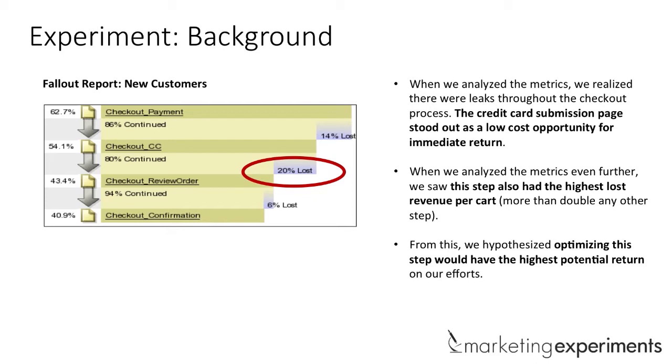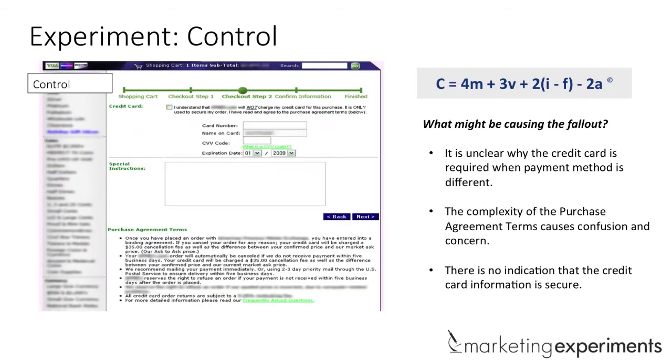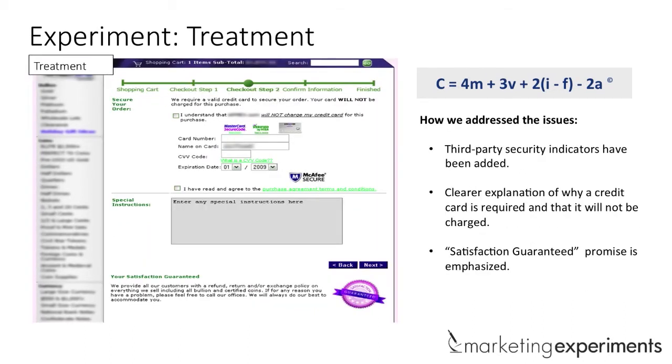Then we realized, okay, what is causing that? So we had to actually look at the web page. Here was the web page. This is the original page that they had, right? We noticed that it's unclear why the credit card is required at this point. The purchase agreement terms caused confusion. They were hard to read, hard to understand. So we knew at that point we were dealing with the heuristic element of anxiety. Once we knew it was anxiety, we could take steps to relieve it.